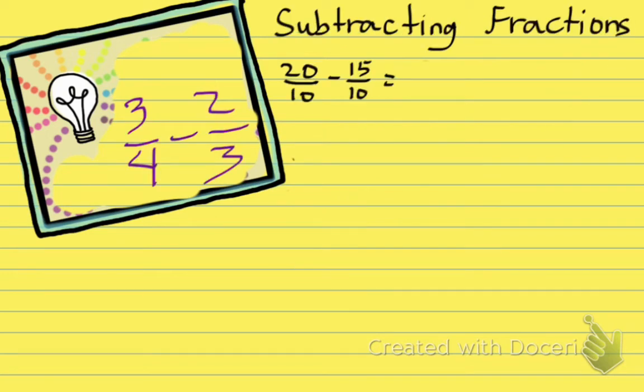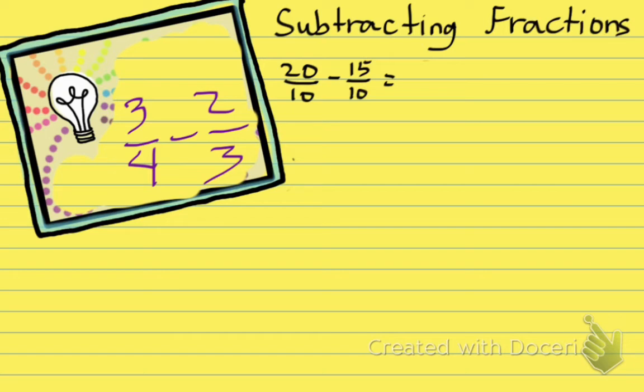Now let us try to subtract fractions. So what do you observe in our fractions? So we have 20 over 10, take away 15 over 10. So as you observe, we have both the same denominators, so it's just easy to subtract. So just simply subtract the numerator. So no need to change our denominators.